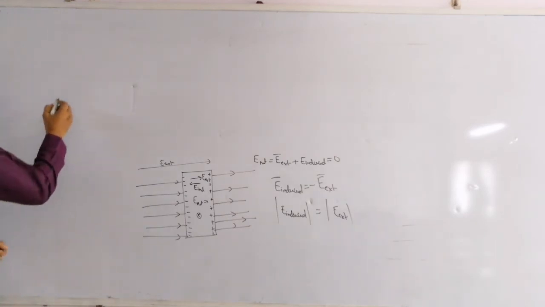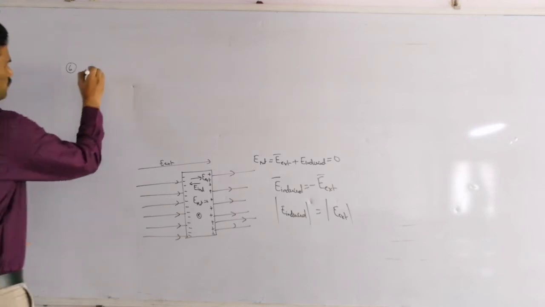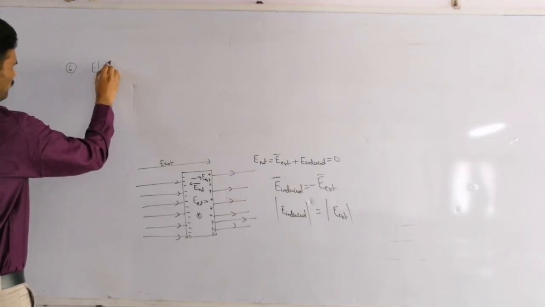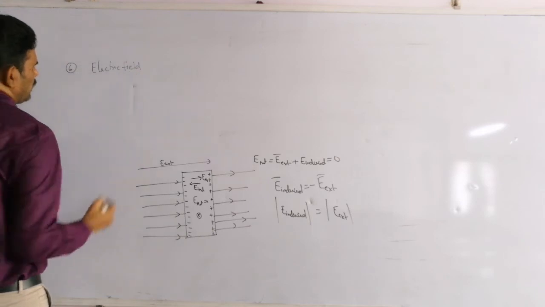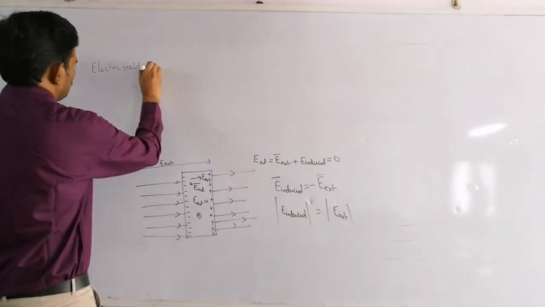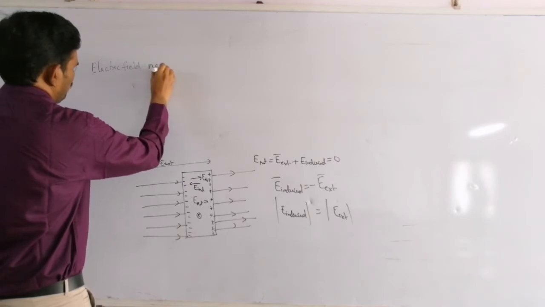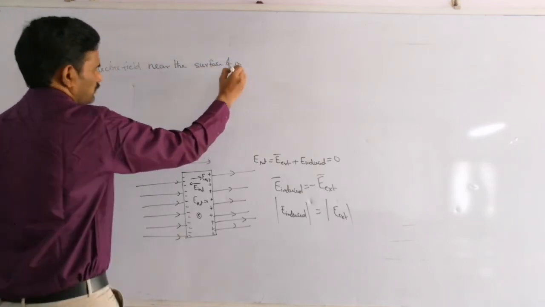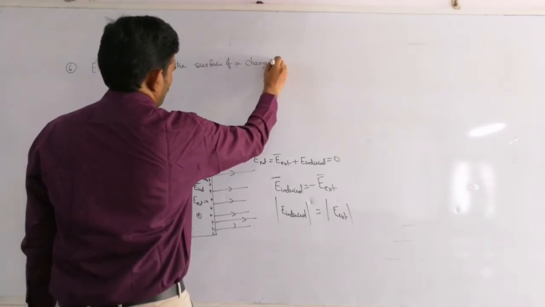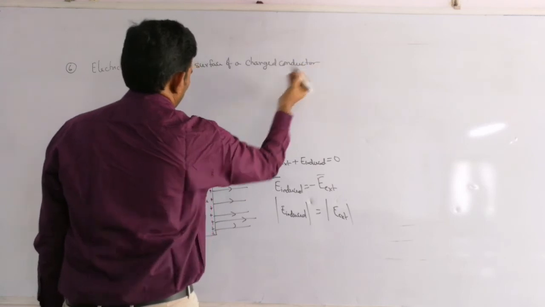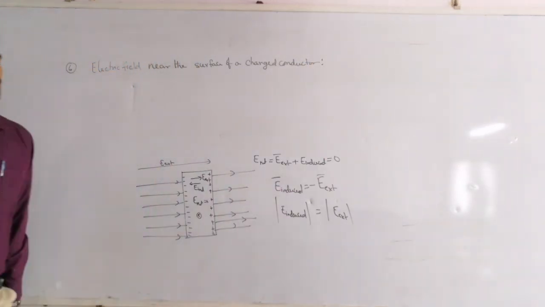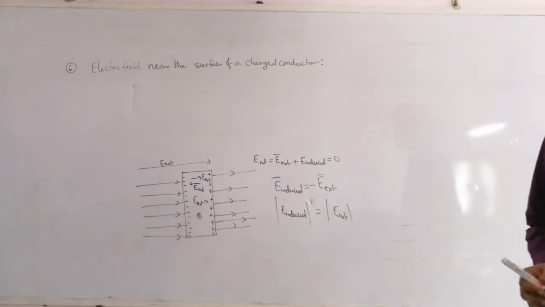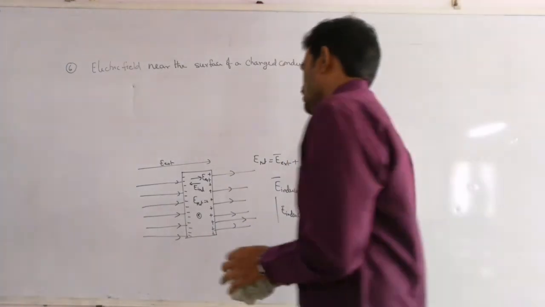And now let us say this next point: electric field near the surface of a charged conductor. That means we need to calculate the external electric field due to the charged conductor very close to its surface here, right? That means now here you may consider the conductor of any shape.